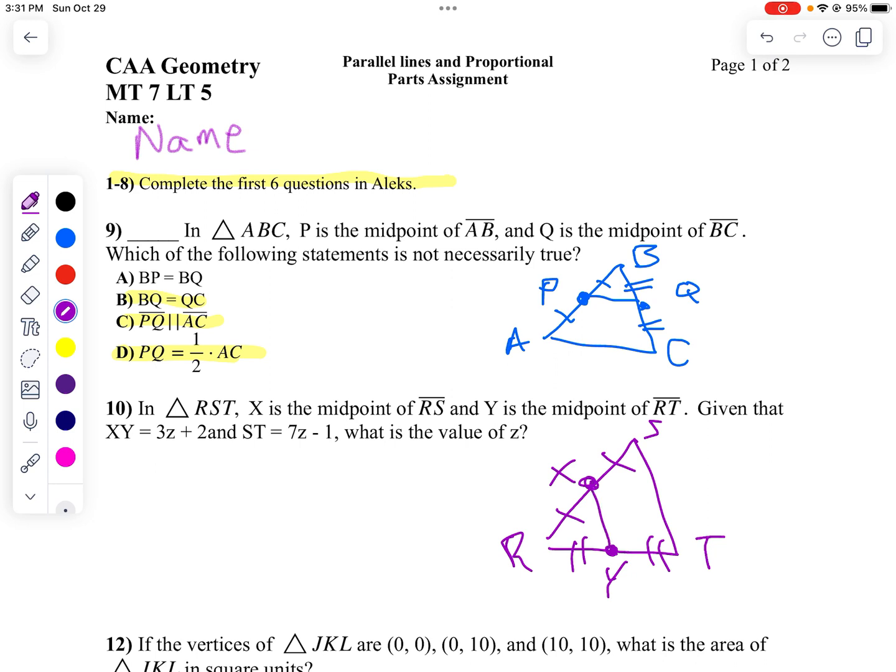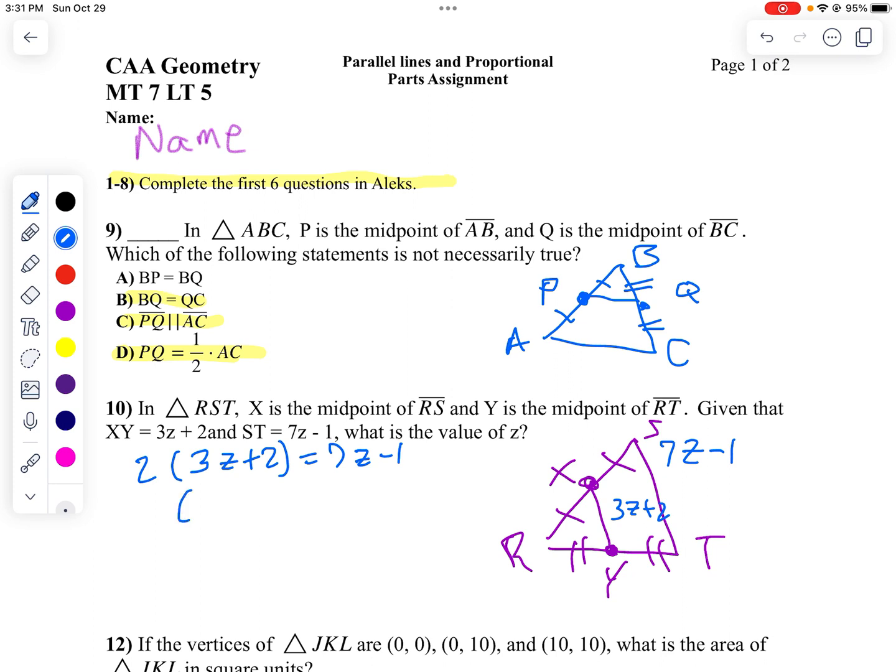Given that X to Y is 3Z plus 2, and S to T is 7Z minus 1, we want to find the value of Z. Well, we know X to Y is half of S to T, so I'm going to double X to Y. So 2 times 3Z plus 2 equals 7Z minus 1. And now we'll just solve.